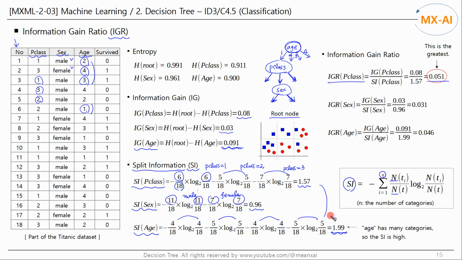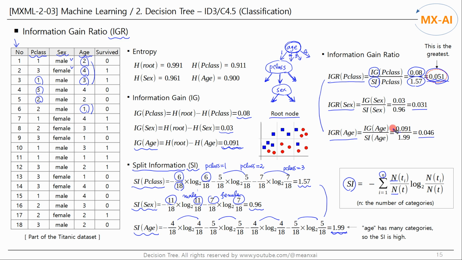Now let's use these SI values to calculate the IGR for each feature. IGR is defined as the information gain divided by the SI. The IG of P-class is 0.08, and the SI is 1.57. Therefore, the IGR of P-class is 0.051. Calculating the IGR for sex and age in the same way yields 0.031 and 0.046, respectively. You can see that the P-class has the largest IGR value.